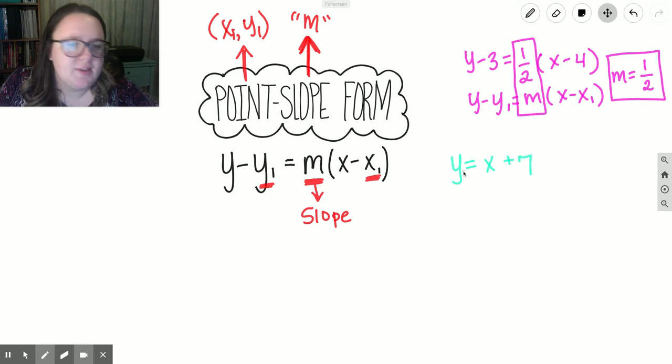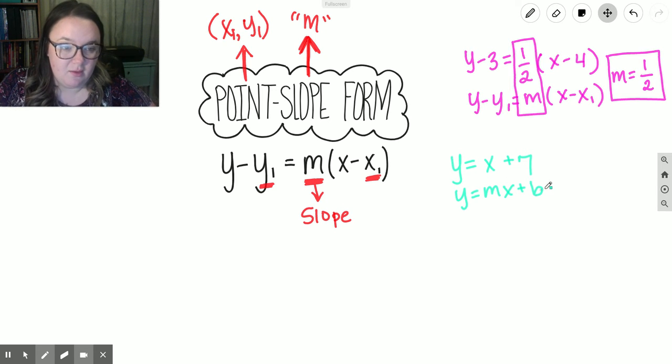Well, for starters, I don't see any parentheses, so that's kind of a hint to me that it does not look like this one, right? It doesn't look like point slope. It looks like y equals mx plus b. Pretty close, right? I tricked you there. I brought back one of the old ones.